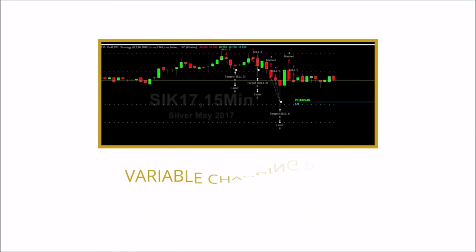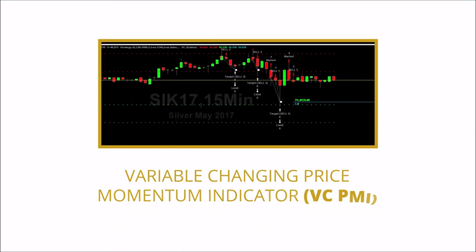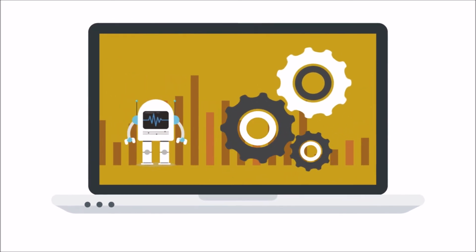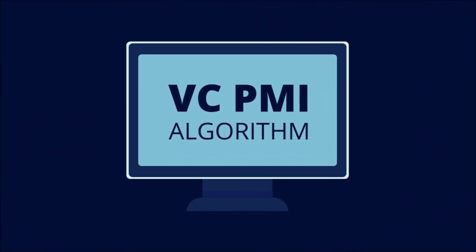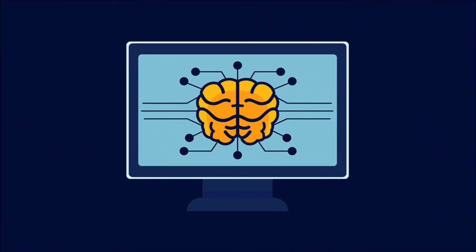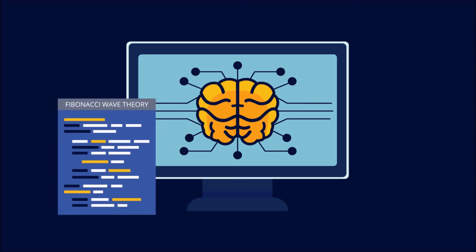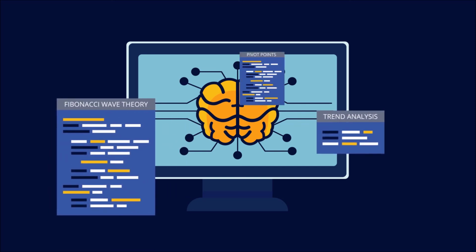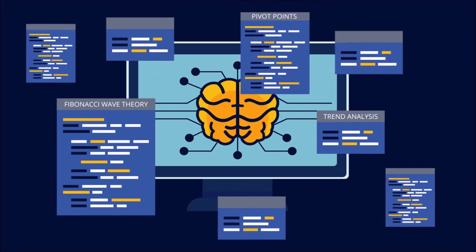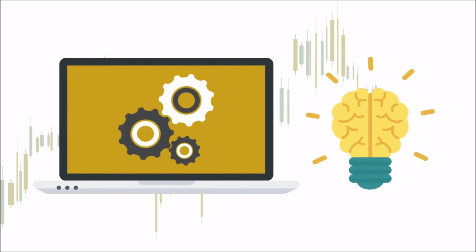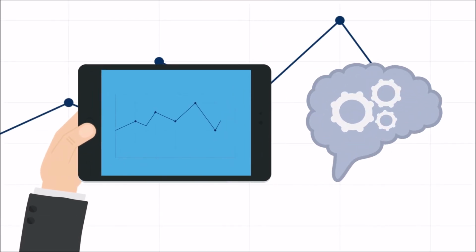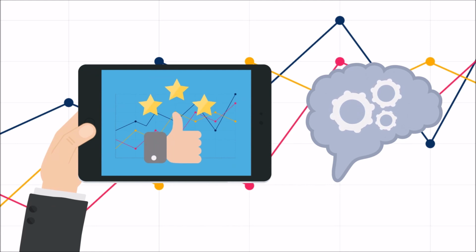Our variable changing price momentum indicator, VC PMI, is an automated AI trading system developed and tested over a decade. The VC PMI algorithm is based on age-old vortex mathematics combined with Fibonacci wave theory, trend analysis, pivot points, and several other widely accepted financial analytical methods. The VC PMI can help you take emotions out of your trading and rely on simple mathematics to predict future trends in financial markets. This approach will make your trading more effective, consistent, and profitable.